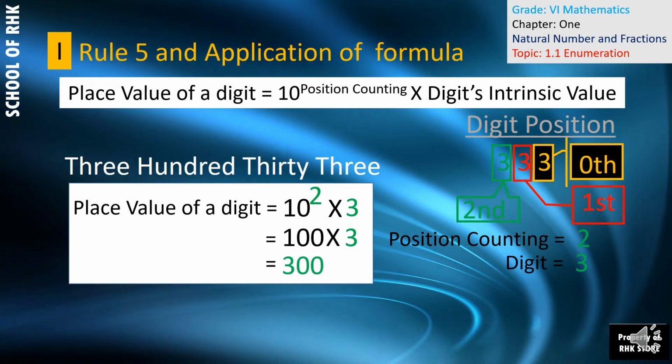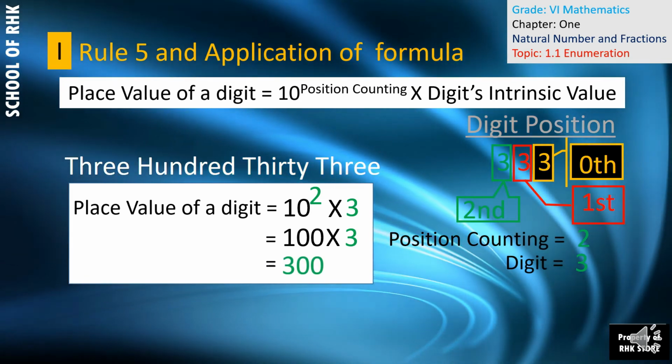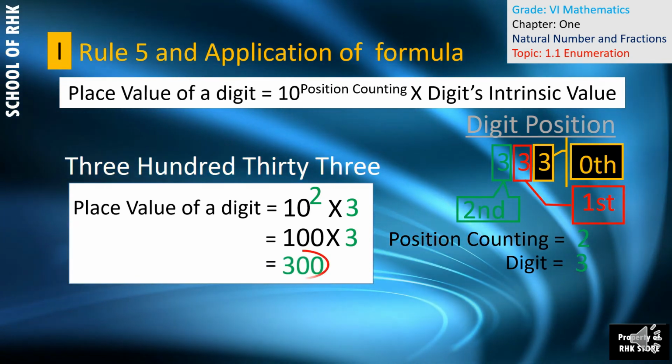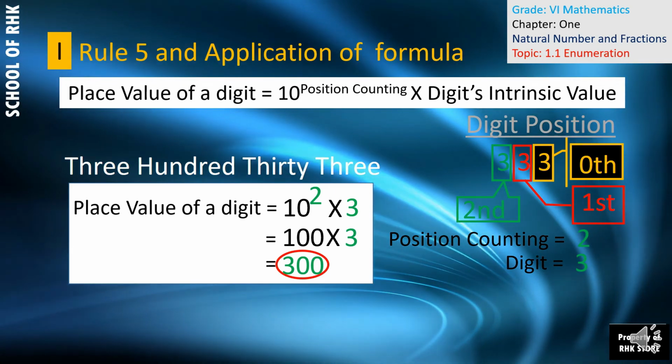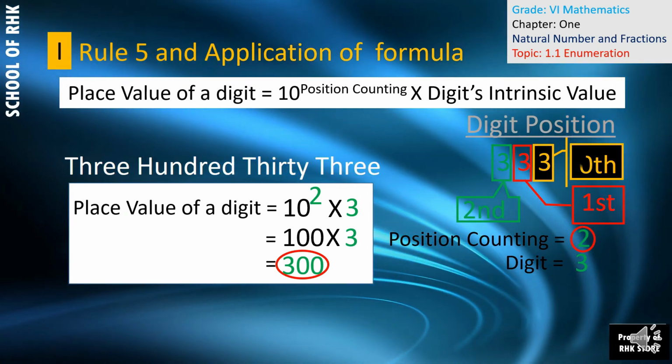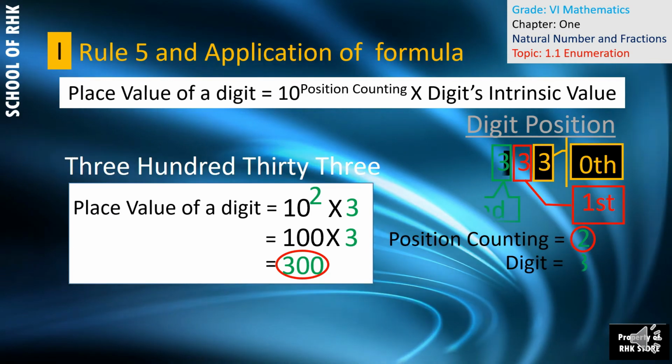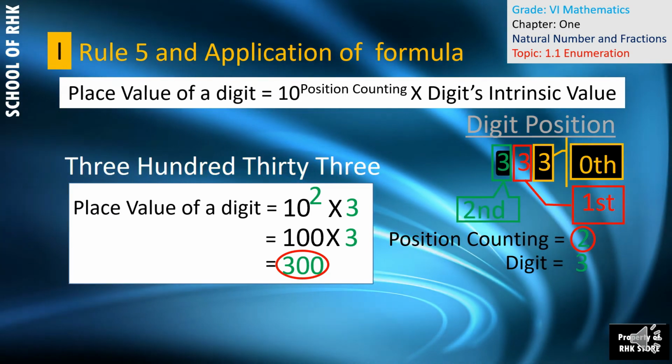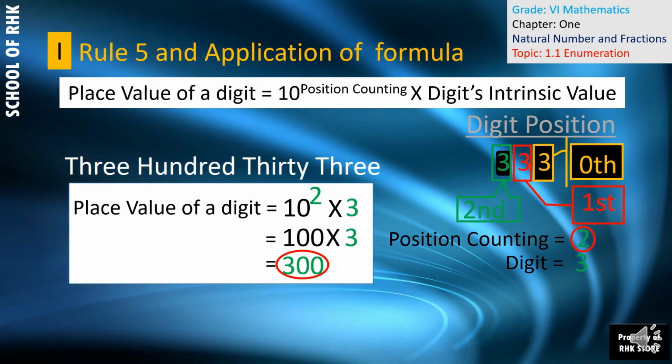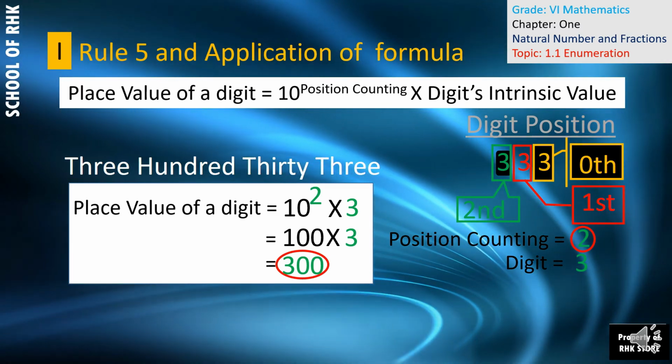Thus, the formula proves the rule that the place value of a digit next to the second left of the 0th position of a number, called the second position, is 100 times its intrinsic value.